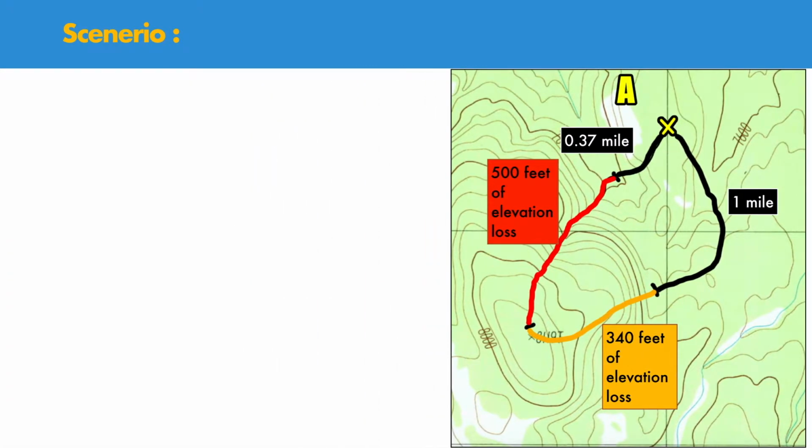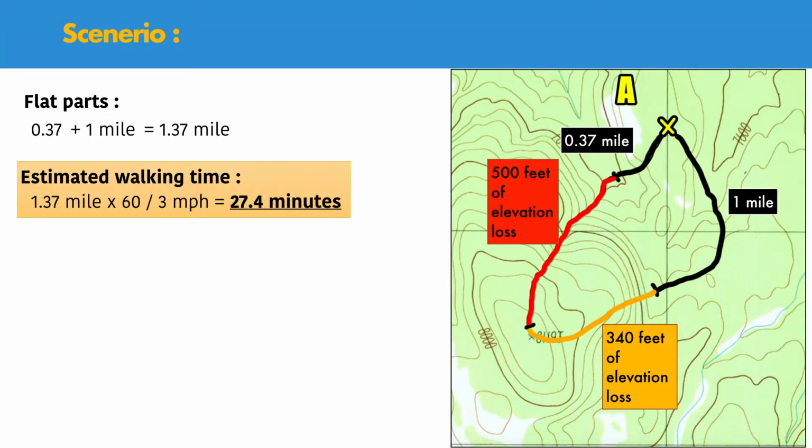So to estimate our walking time on flat parts, we have 0.37 mile plus 1 mile equals 1.37 miles. Knowing that our average estimated walking speed on flat terrain is 3 miles per hour, our estimated walking time is 1.37 miles times 60 divided by 3 miles per hour, equal to 27.4 minutes.